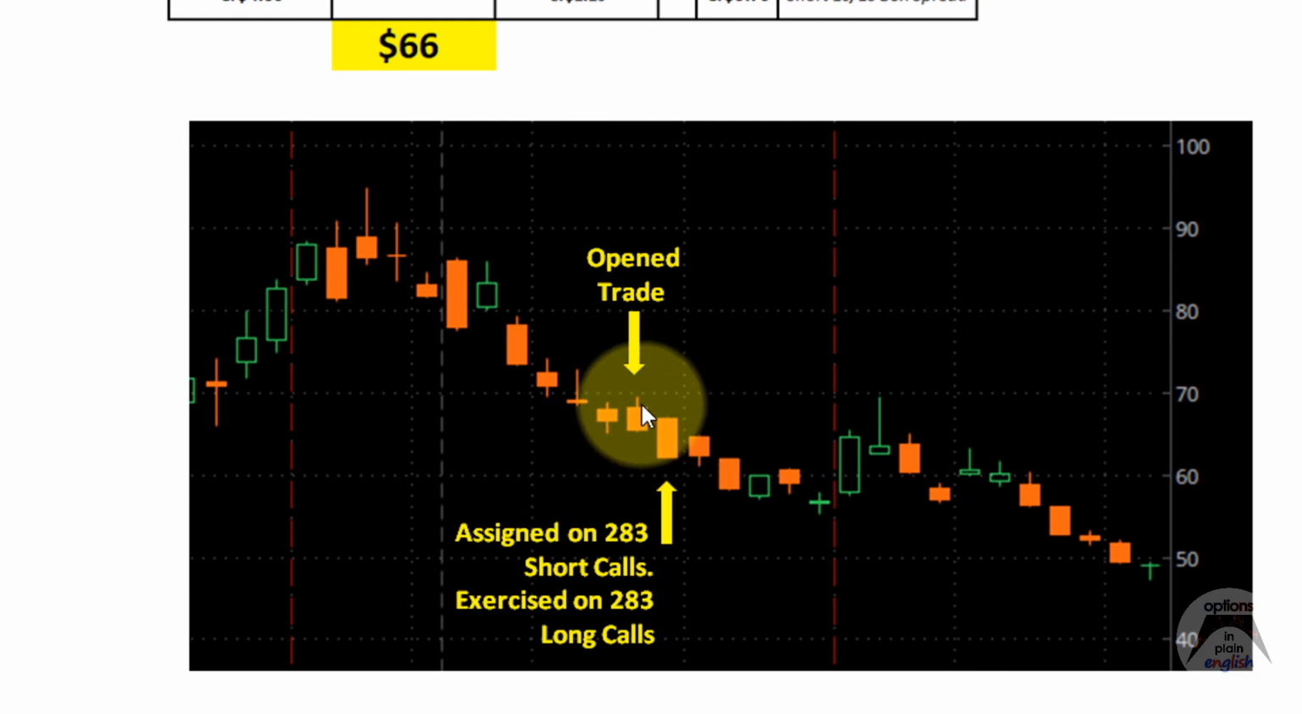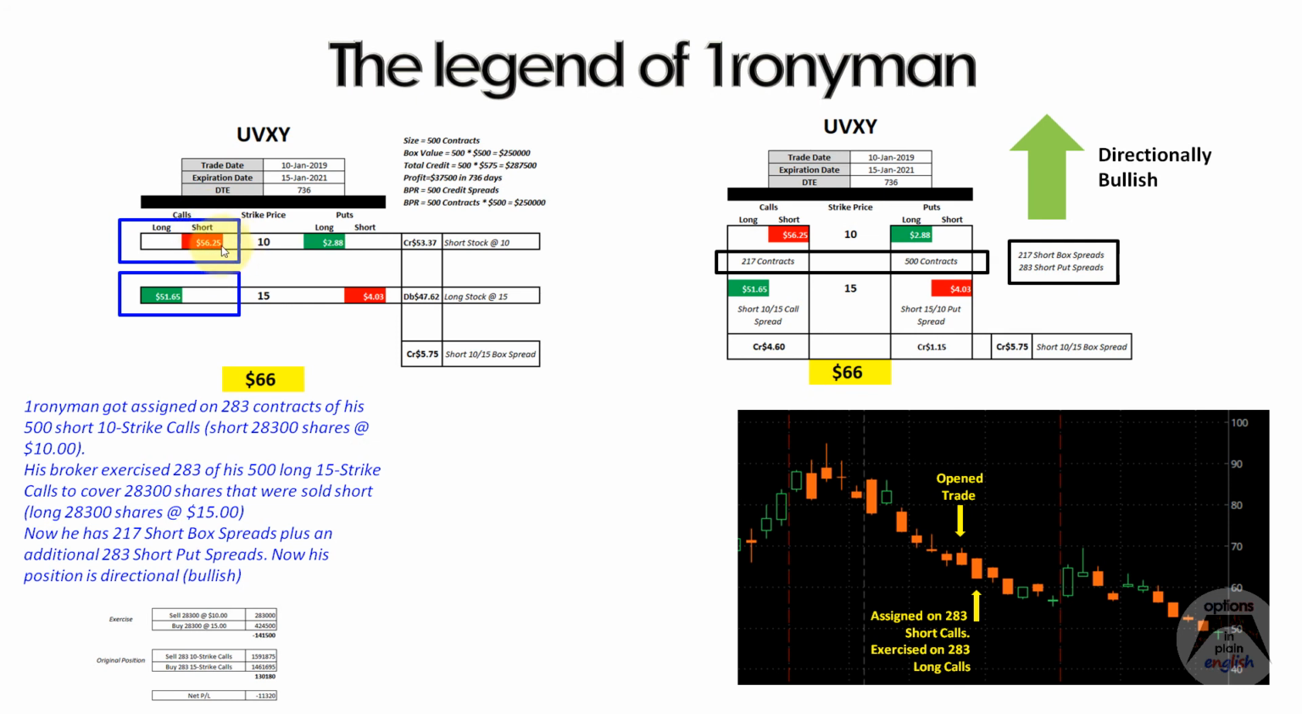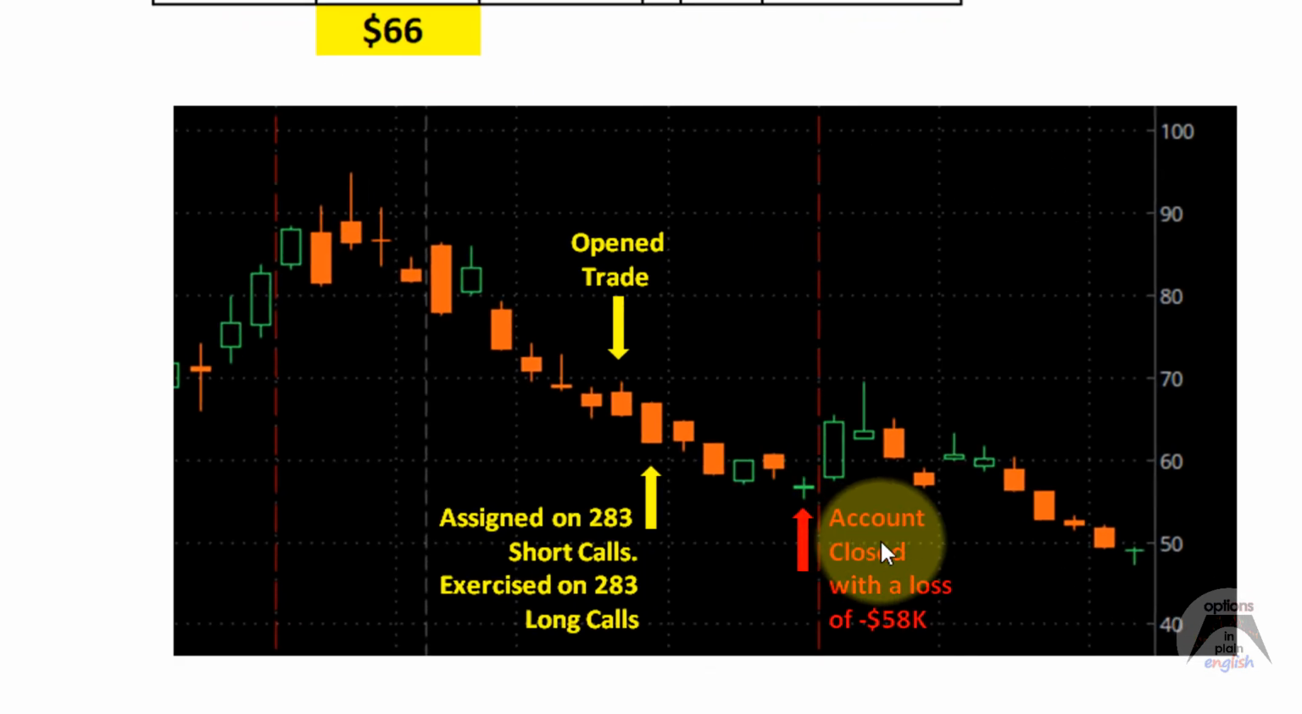Next day, it didn't even take a day. Why? Because this one only had 25 cents or so in extrinsic value. It's very little. You're at risk of being assigned, of someone exercising and you being assigned as a call seller. Okay, and on this day the account was closed.